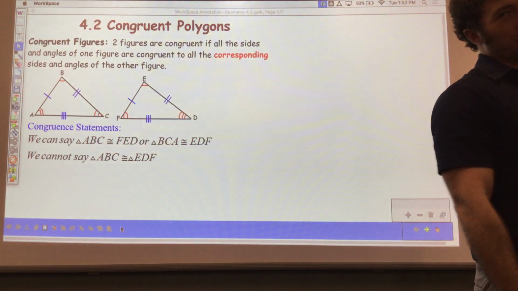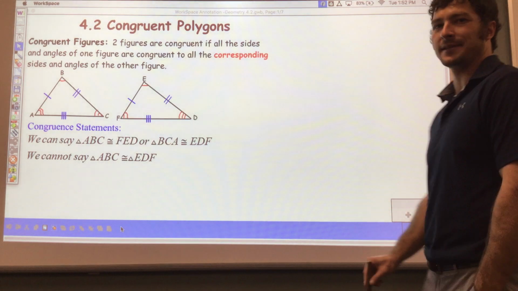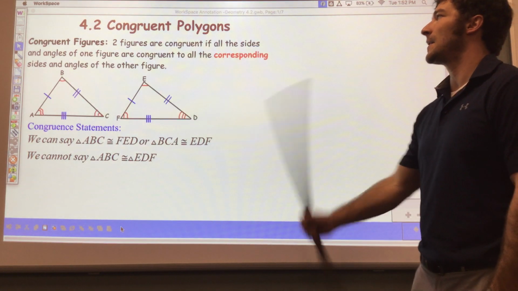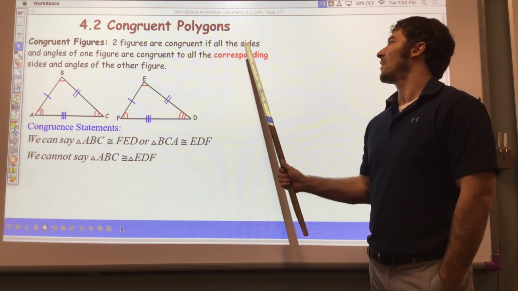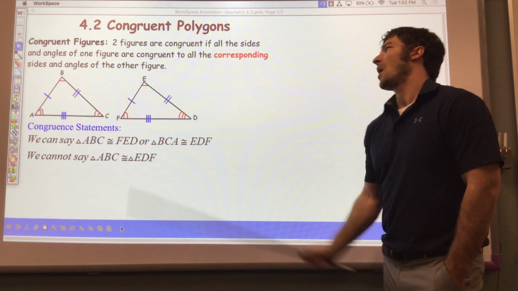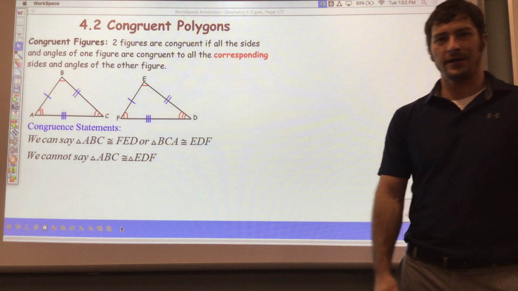Alright, 4.2, congruent polygons. So, we've learned about that word congruent before. With angles it means equal measure, with sides it means equal length. Well, with polygons, if they're congruent, that means that all of the sides and angles of one figure are congruent to all the corresponding sides and angles of another figure.